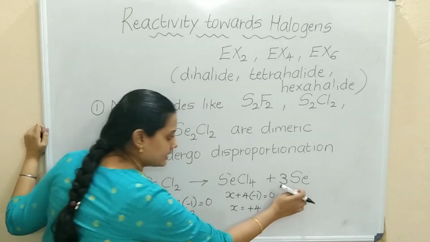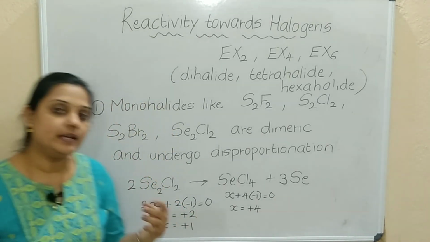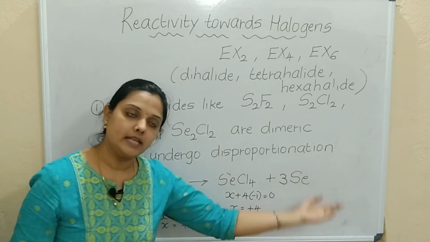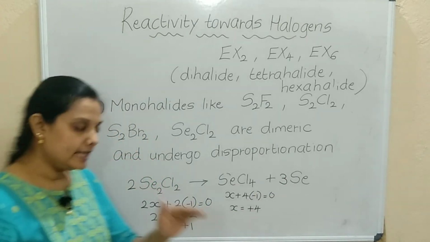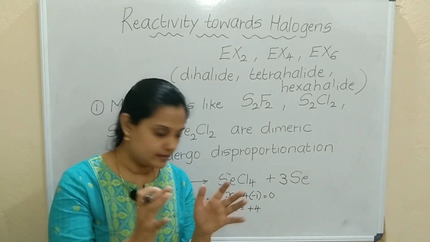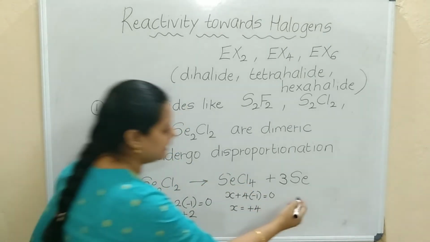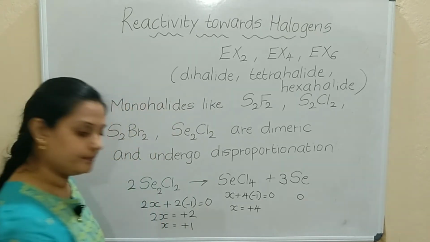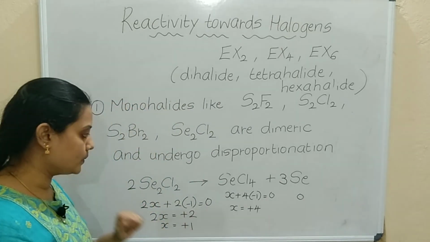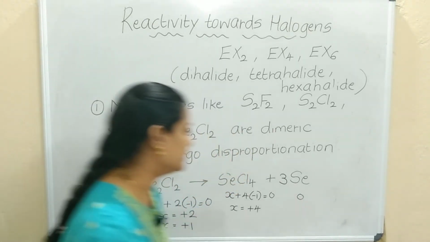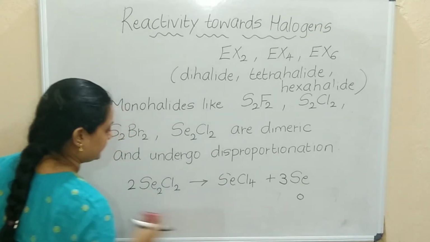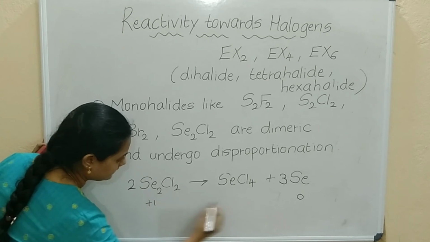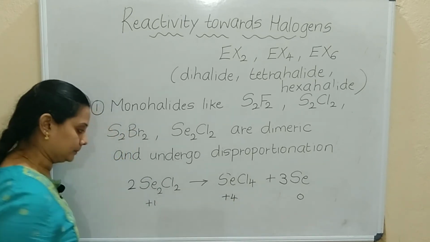Now, over here selenium is in the elemental form. It is not combined with any other element. So, the oxidation state of any element, if it is present as an element, then it is 0. Correct? So, here it is plus 1, here it is plus 4, here it is 0. So, here it is plus 1, plus 4 and 0.